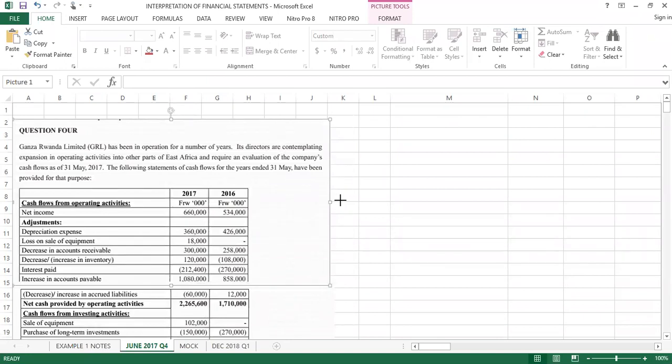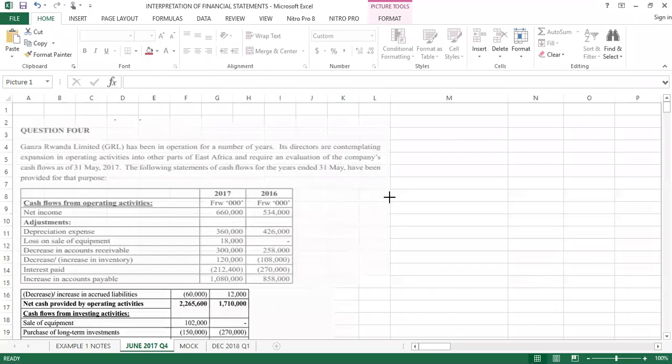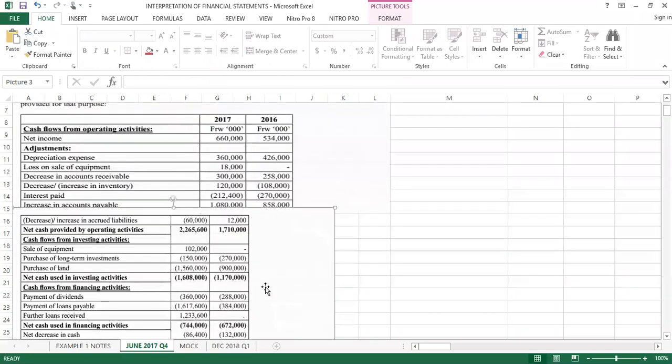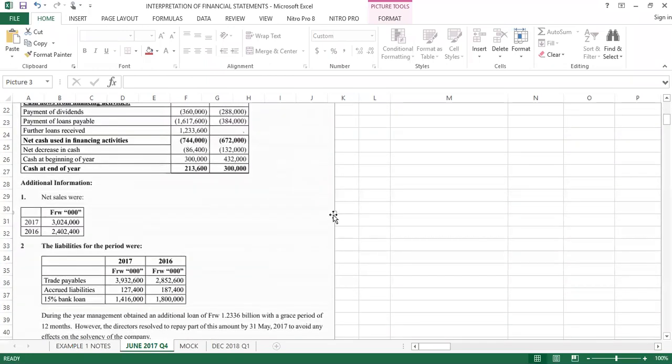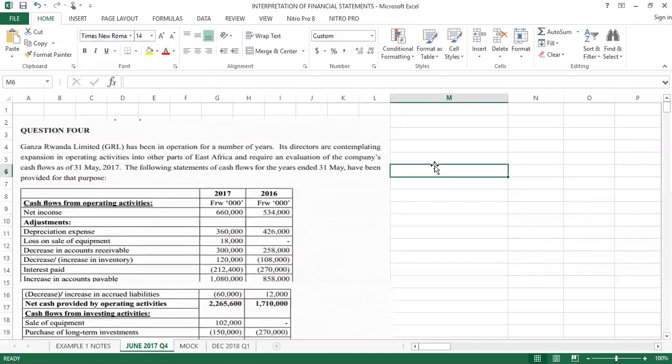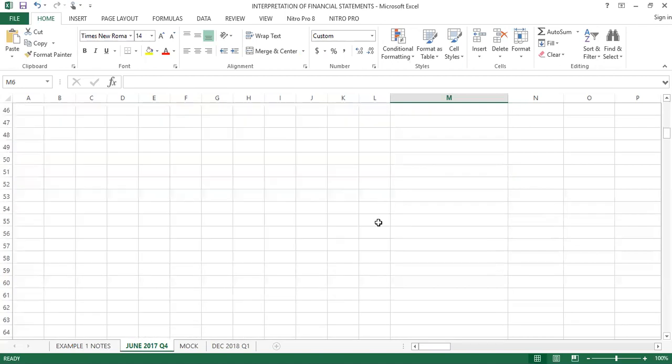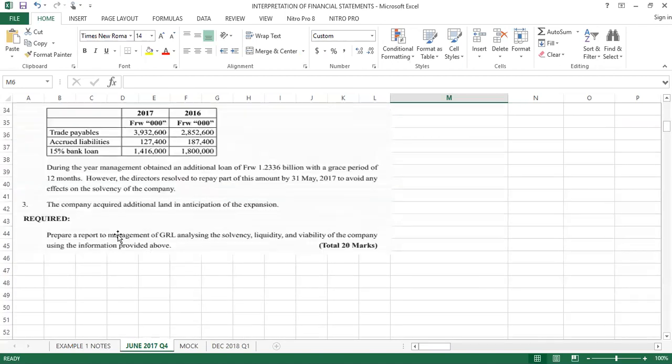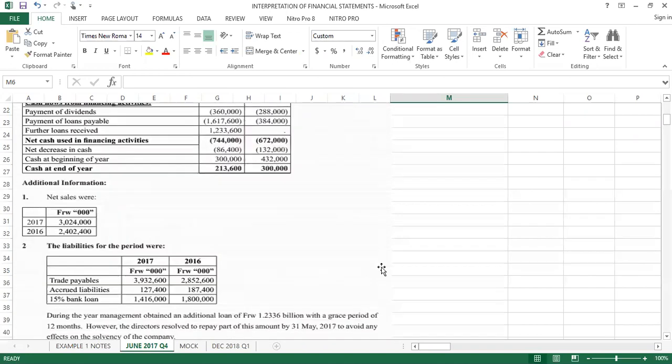I hope I've captured everything. So in this case, you are being told, what is the question? Prepare a report to management of GRL analyzing the solvency.